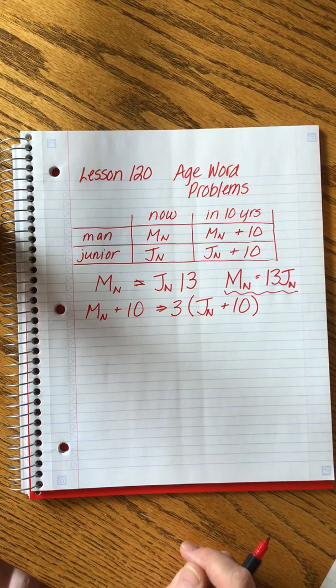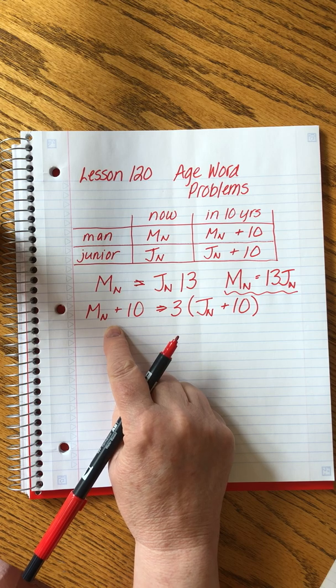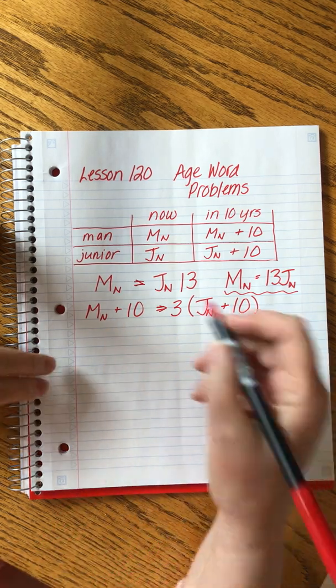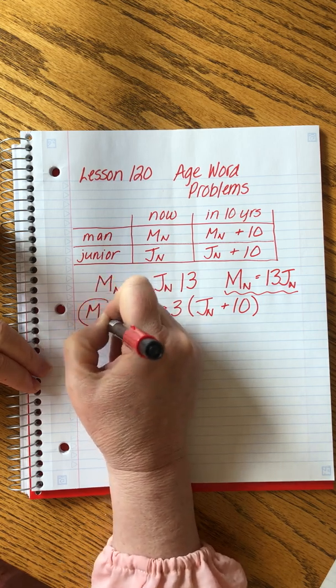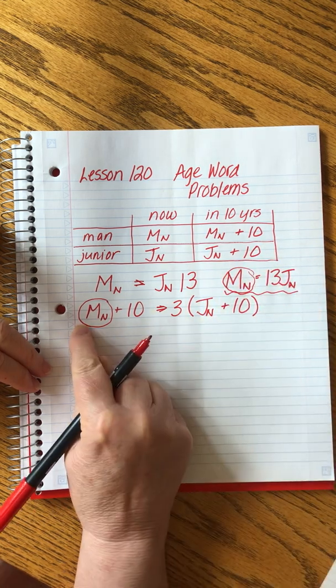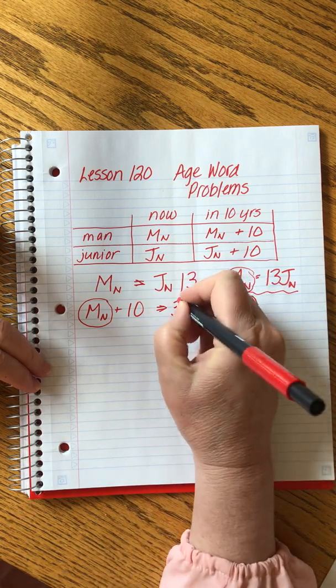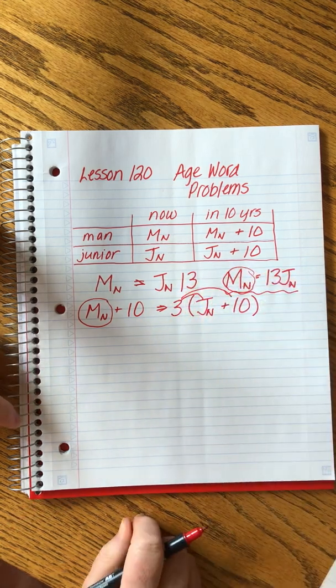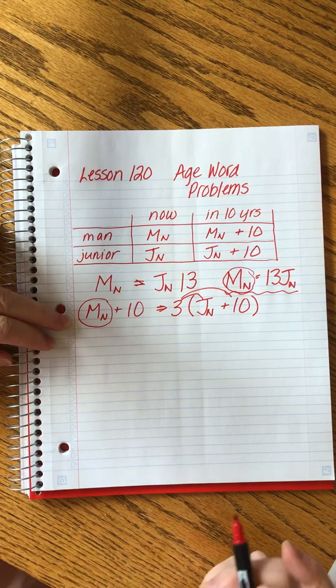Now I can see that we're going to be able to do some substituting, aren't we? So what I'm going to do is I'm going to do 2 things at once because I'm crazy like that. We're going to substitute this equation in here. I'm going to change that to 13jn. And then we're going to distribute here all at the same time. Okay, so that's distributing and substituting. We can handle it, right?